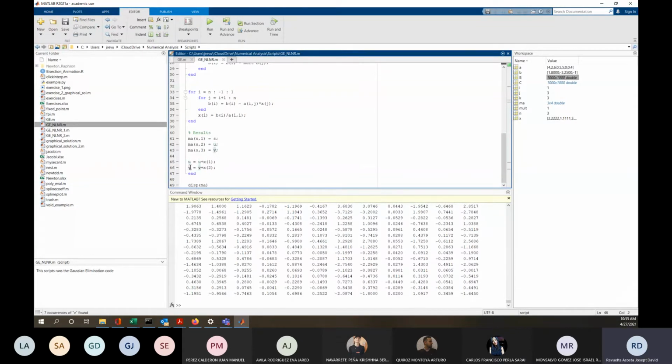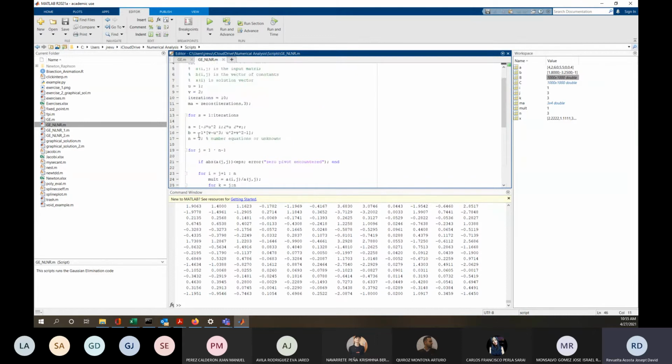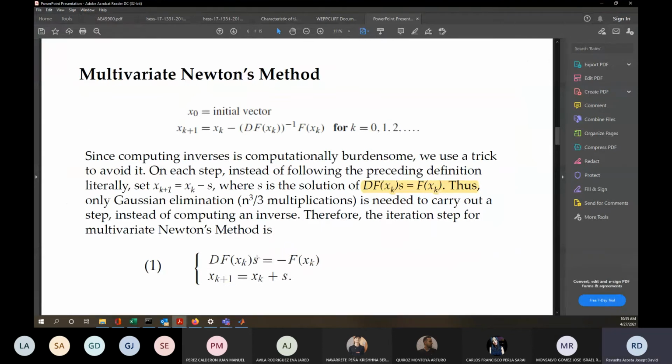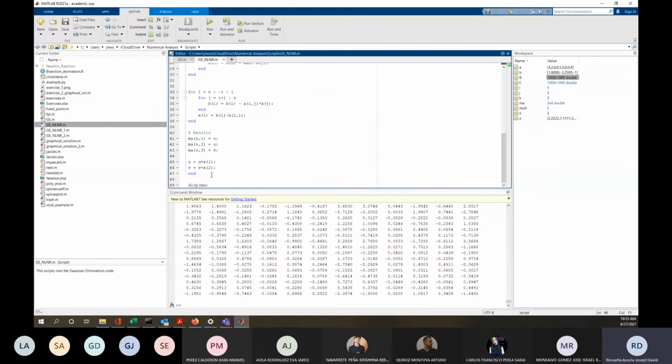And then the current value of v plus x2. What are x1 and x2? Of course, they are the solutions of the current step, the solution that I obtained by solving this system by Gaussian elimination. So it is the solution of S, this S value. That's why I'm adding this to the MATLAB code.